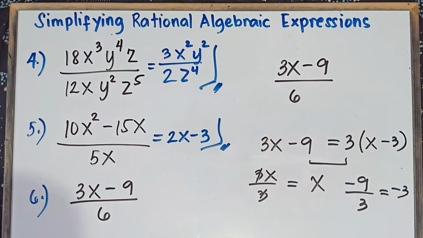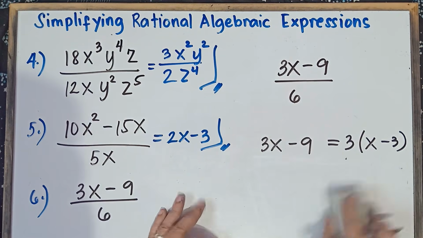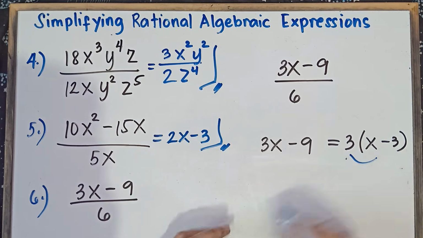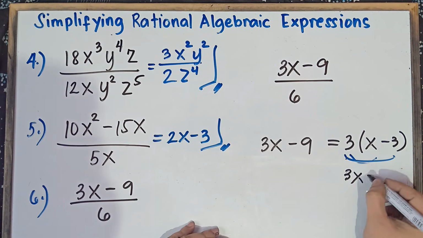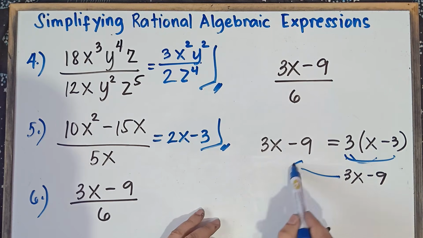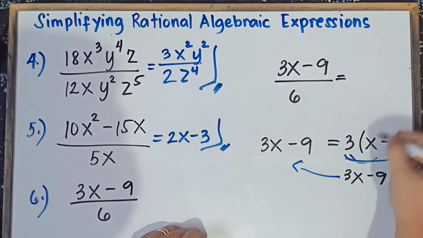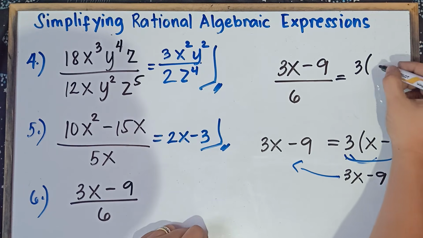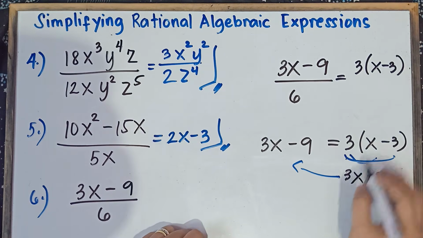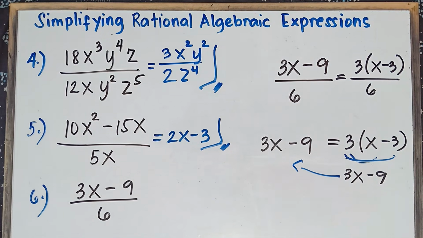Alright, so once again, class, always double check your answer by distributive property. 3 times x, that would be 3x. 3 times negative 3, that would be negative 9. Yup, you factor it out correctly. So this will be 3 parenthesis x minus 3 over 6.